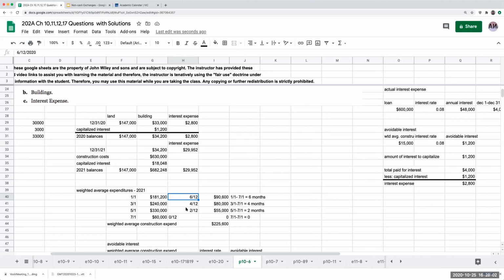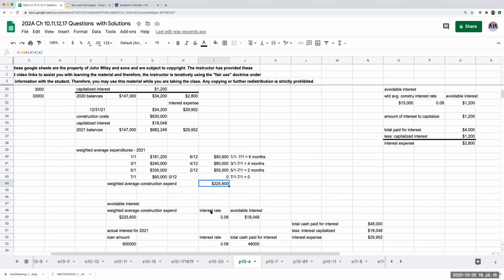The other thing is that you may be asking, well, why are you dividing this by 12, Tchaikovsky? Because it was completed in 6 months. The reason is, if you think about it, when I get to this value, I'm already adjusting it for the average during the year, because then I'm taking this and multiplying it by the interest rate, which is an annual rate. And that's how I'm coming up with the avoidable interest.